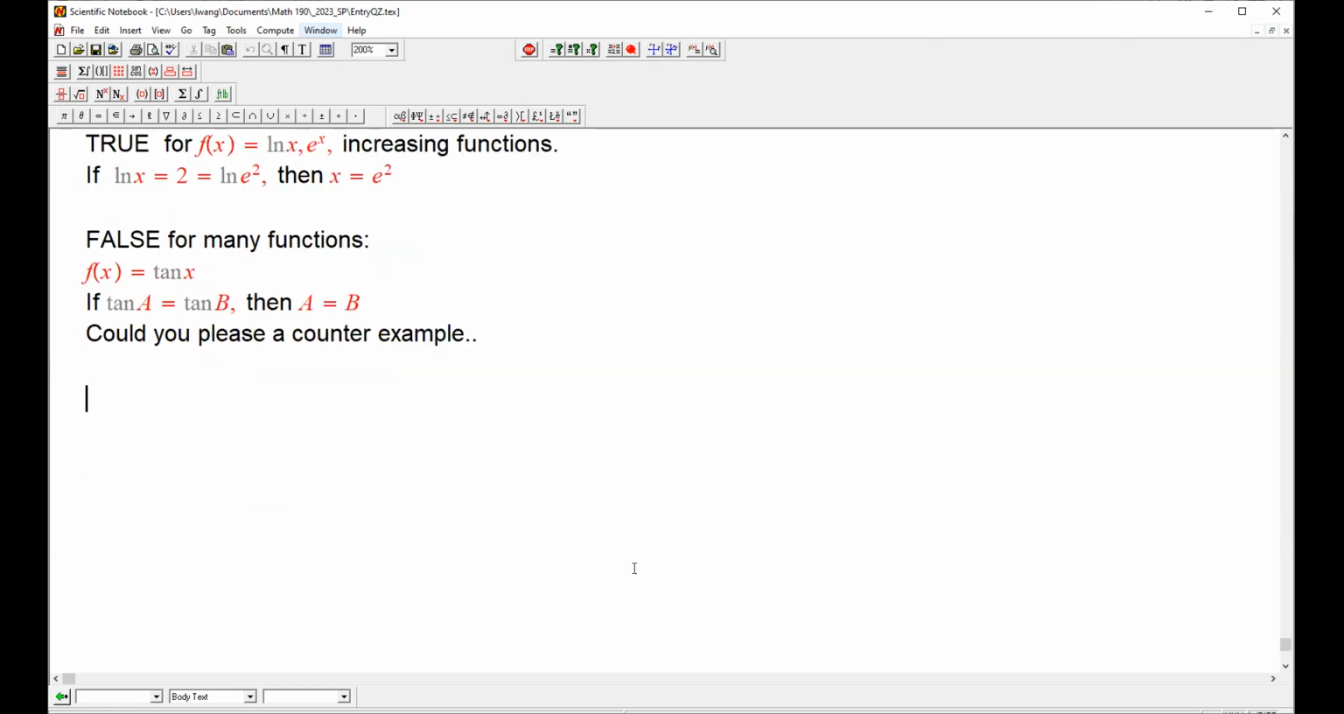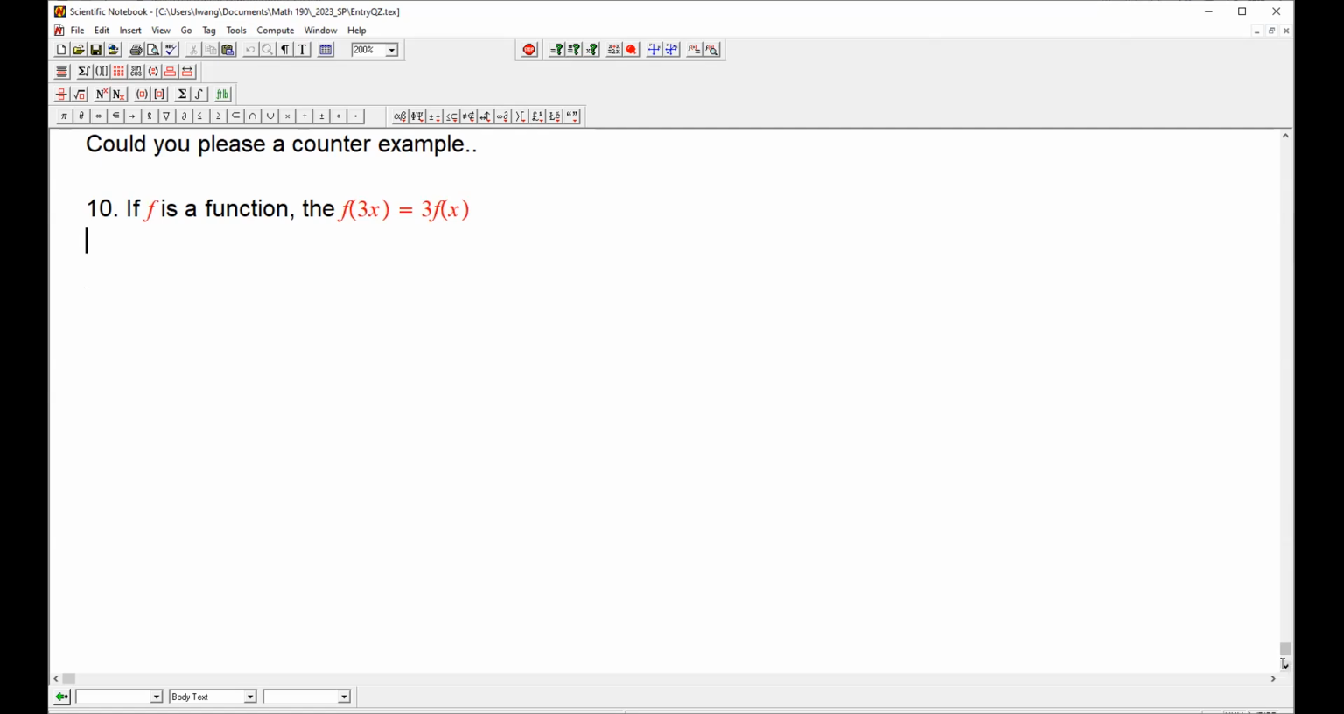The other property, let's look at number 10. Number 10. If f is a function, then f of 3 times x equals 3 times f of x. This is a little tricky, but let's first try to understand what it means.